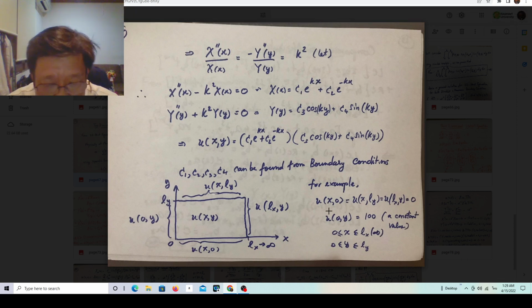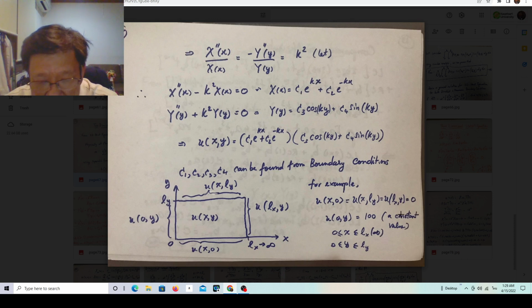In this case, we're going to start here. Suppose we have all-zero boundary conditions at u of x, 0, and u for all x at L sub y, which is this one and these two sides, 0. Oh no, sorry. U of 0, y here is 100, all 100. It's a constant value. And u of x, 0, or the remaining three sides of the boundary condition, are all 0.